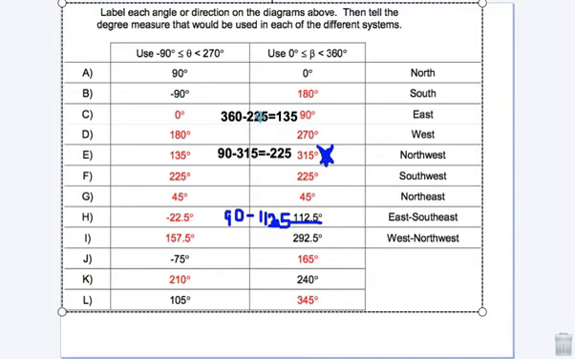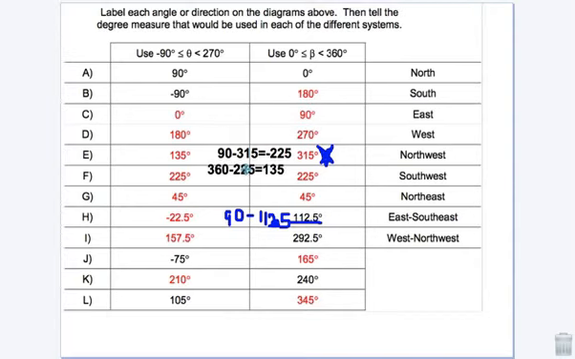So I know the formula looks crazy, okay? Because if you do 90 degrees minus 315, it doesn't look like you would get 135 degrees, but you have to then change your negative angle into a positive angle and you get 135 degrees.